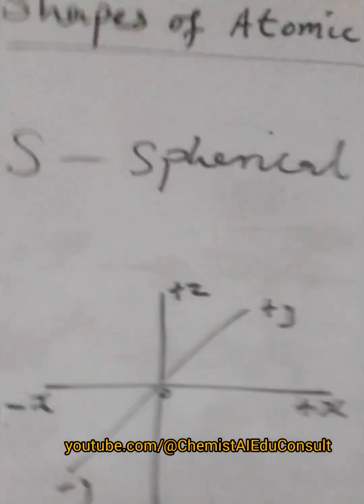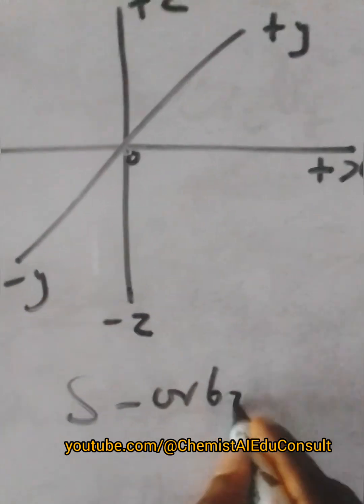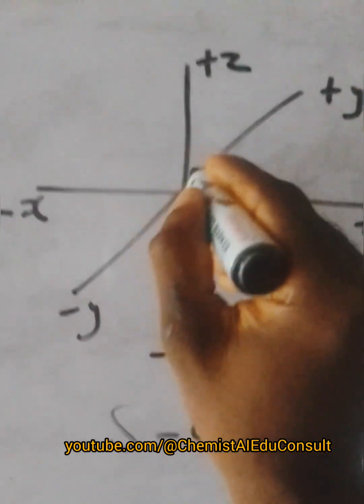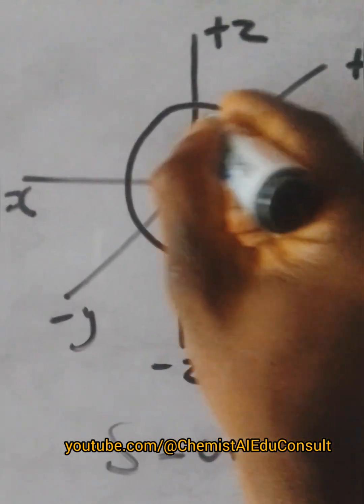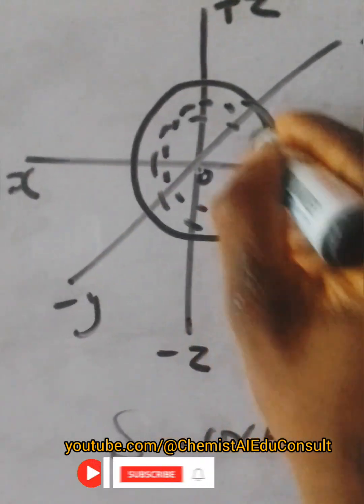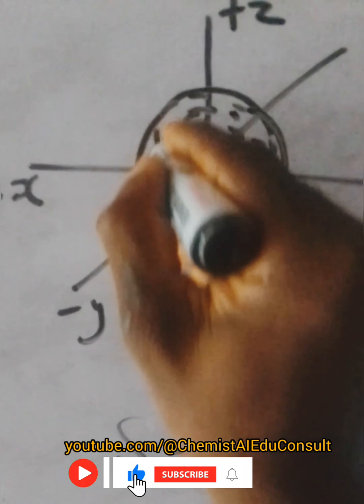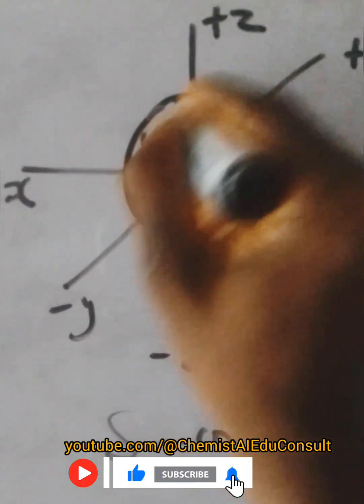So for s orbital, the electron in s orbital vibrates, producing a spherical shape around the 3 axes of the space. So this is the shape of s orbital.